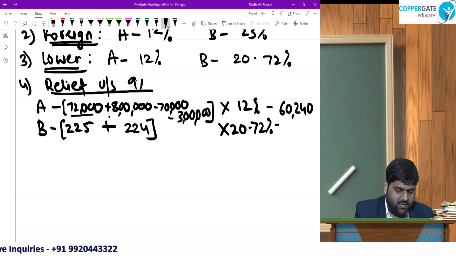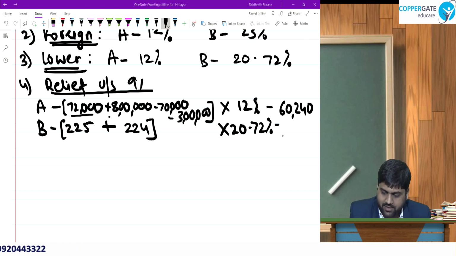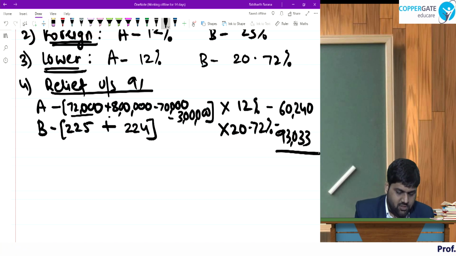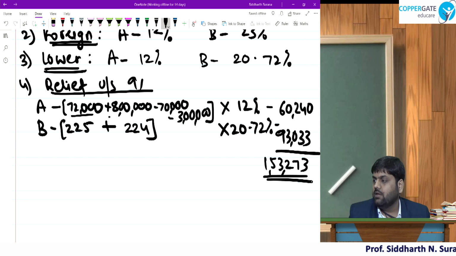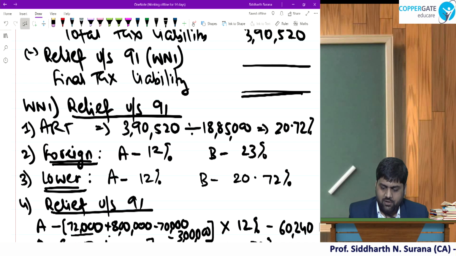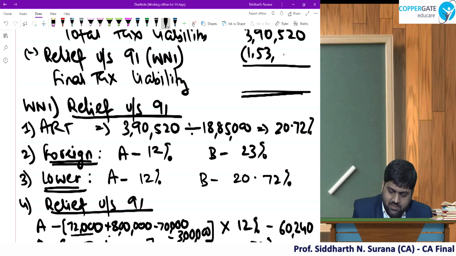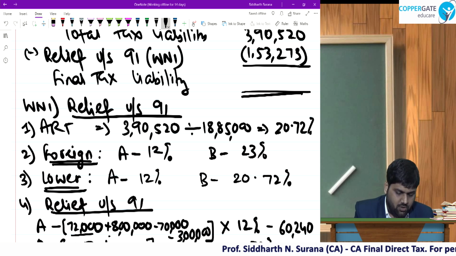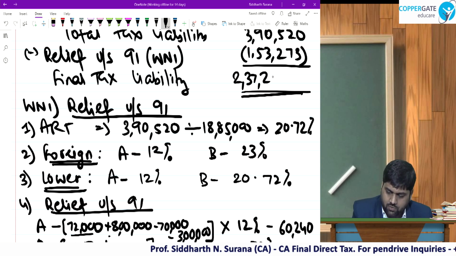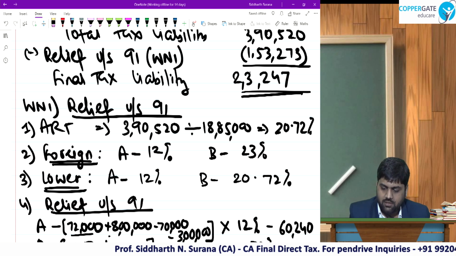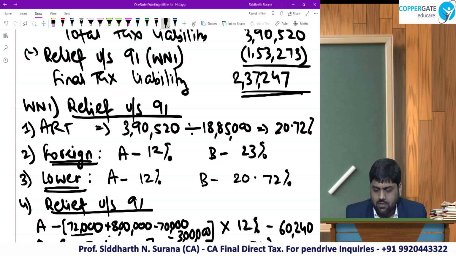Accordingly, 4,49,000 will be eligible for relief at 20.72%, that is 93,033, and with this your total relief will become 1,53,273. This was only your working note. Your question will get over when you come here and complete this by giving relief of 1,53,273 from your tax liability of 395.20, and therefore your final tax liability coming to 2,37,247. Obviously, you can take it to the nearest multiple of 10 and make it 250.